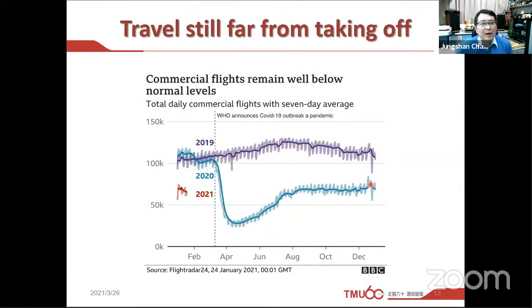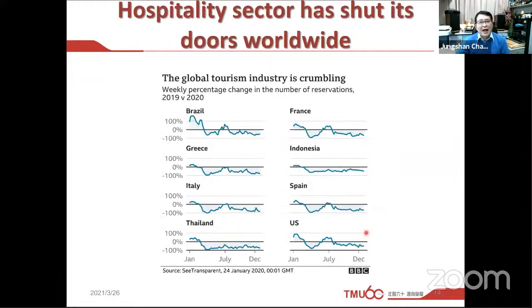And let's go back to commercial flight numbers compared to 2019. You see there are more than 100,000 flights per month. But after COVID-19, it dropped significantly. You can see in April, less than 25,000 airplanes. And you can see Thailand suffered a lot in the tourist business, very significant, including Indonesia, the US, and Spain also.